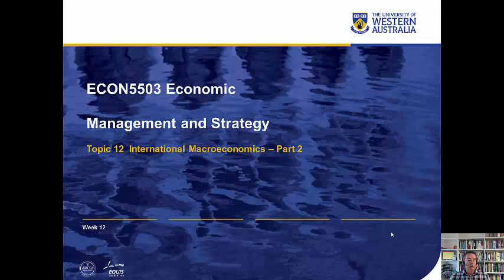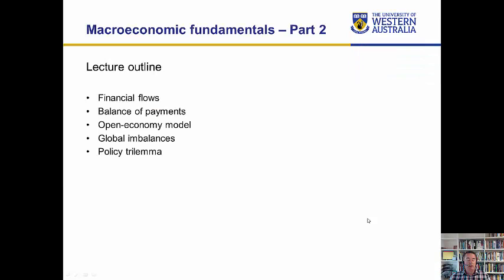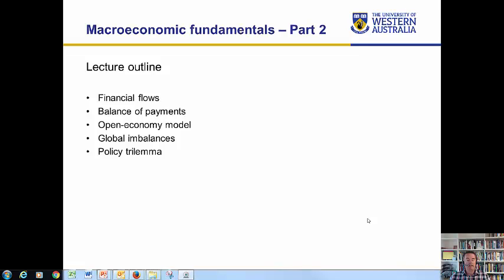This is part 2 of topic 12, and we're still on international macroeconomics. What we're looking at is the idea of money flowing in and out of the country and how that money is recorded in the balance of payments, how the inflows and outflows equal each other under a floating exchange rate system, and then we're going to finish off by looking at a small open economy model, which is quite insightful, as you will soon see.